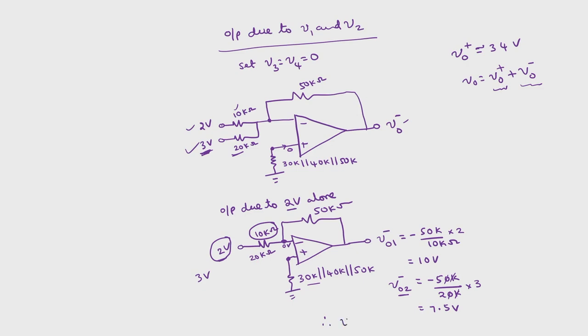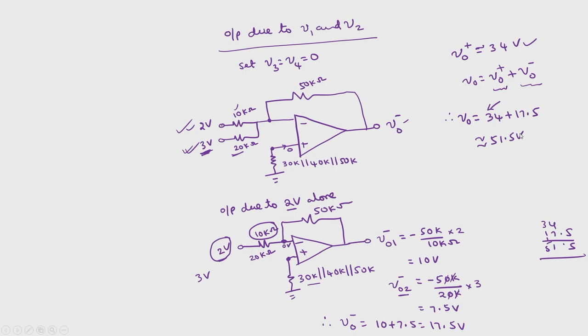So the total V0 minus is equal to the output due to only 2 volts plus the output due to only 3 volts, which is 10 plus 7.5, equal to 17.5 volts. The output due to the negative terminal inputs, and the output due to the positive terminal inputs is 34 volts approximately. So total V0 is equal to 34 plus 17.5. This is an approximate value, okay. Approximately 51.5 volts. This is how you can find out the output value given the resistances and input voltages.